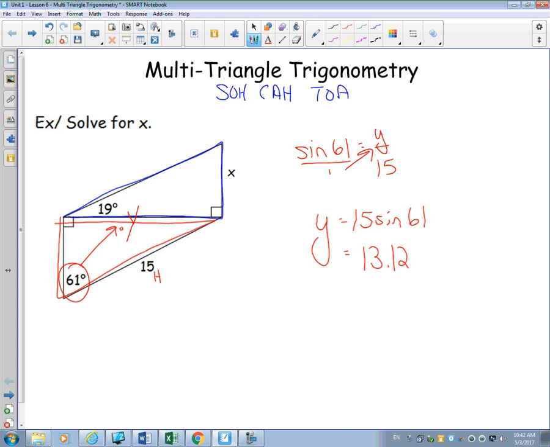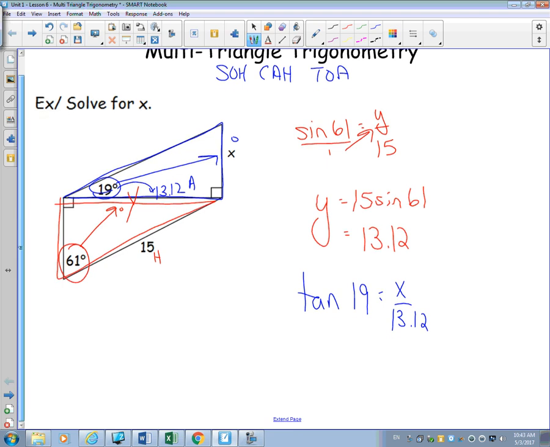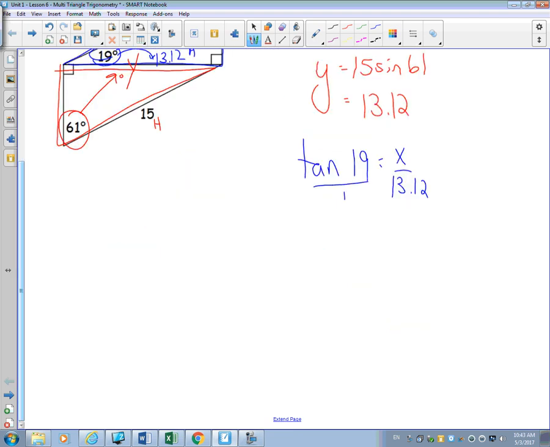Now that I know that, I can restart this problem using this angle. This would be my opposite. This would be my adjacent. That tells me to use tan. So the tan of our angle, 19, equals the opposite, x, over the adjacent, 13.12. Again, we can cross multiply and solve this. 1 times x is x. So 13.12 times the tan of 19 will give us our answer. And hopefully you got 4.52. So we had to solve a shared side to be able to use it to do the next triangle.